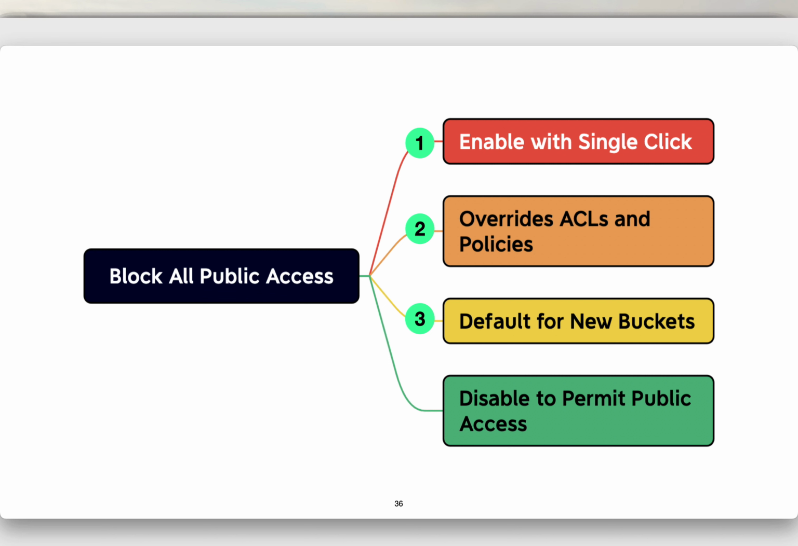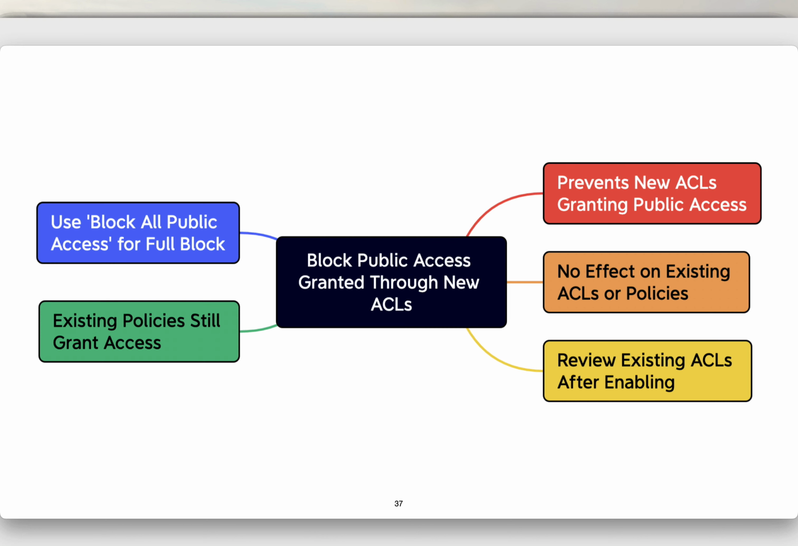3. This option to block public access is enabled by default for any new buckets that users create. 4. If users want to permit public access to their bucket or objects, they will need to disable this blocking option.